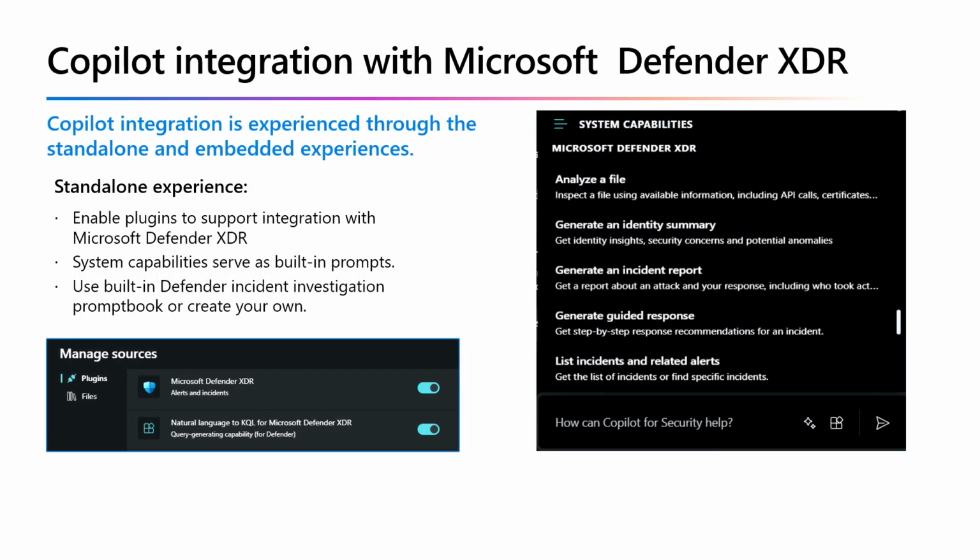Good news: like most of the Microsoft security services, Copilot integration is experienced through standalone and embedded experiences. In the standalone experience, you just have to enable a plugin to support integration with Microsoft Defender XDR. There are two separate plugins that support integration with Microsoft Defender XDR. First, Microsoft Defender XDR, and the second one is Natural Language to KQL for Microsoft Defender XDR. You can then use the built-in Defender incident investigation promptbook, or create your own.